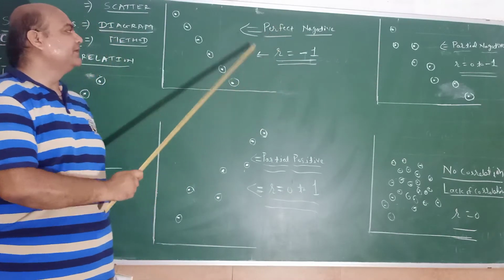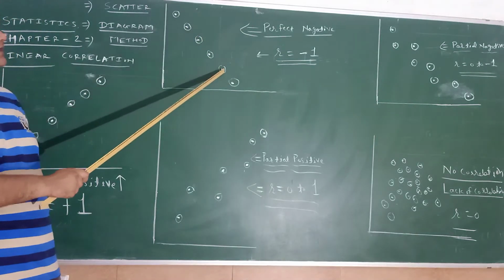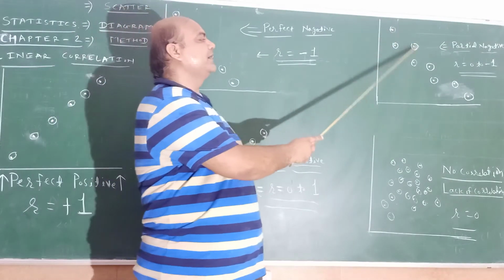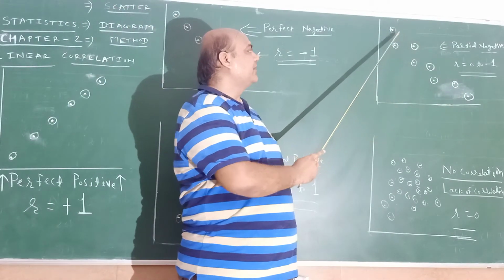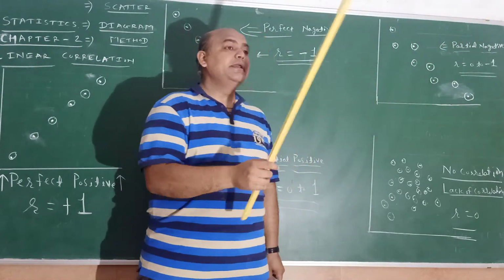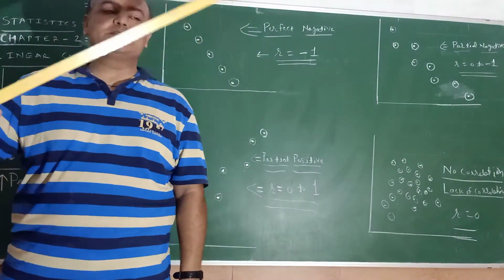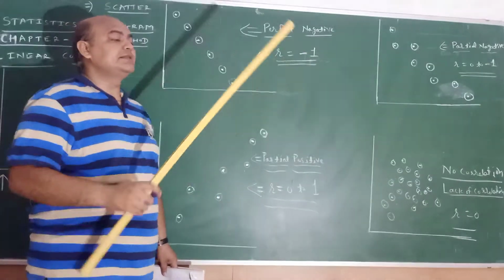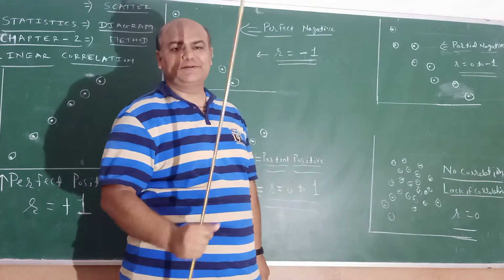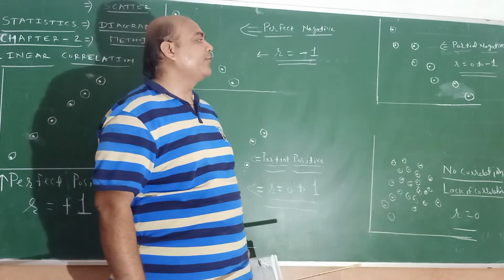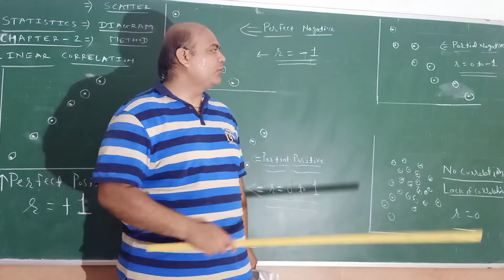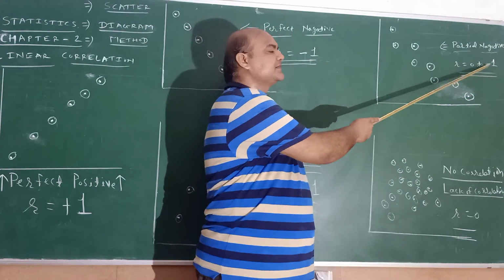In the second diagram, the dots are moving in a straight or linear way, but in the fourth diagram they are not moving in a straight way. One dot, another dot, one dot, another dot. They are moving here and there, moving downward, but here and there. Then such a correlation is called partial negative correlation. In partial negative correlation, the answer of R, that is the correlation coefficient, is always between 0 and -1.